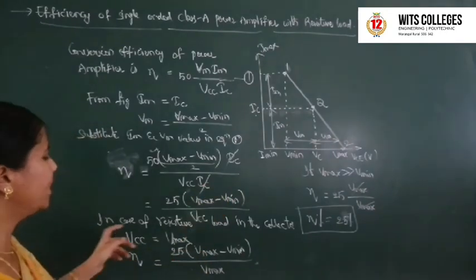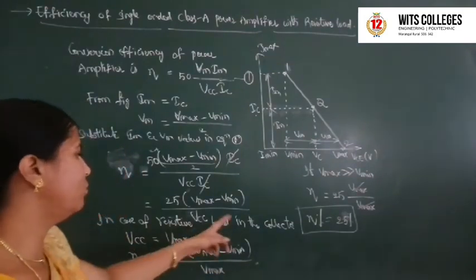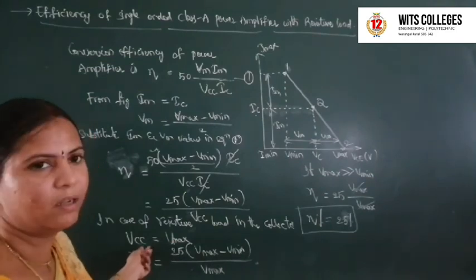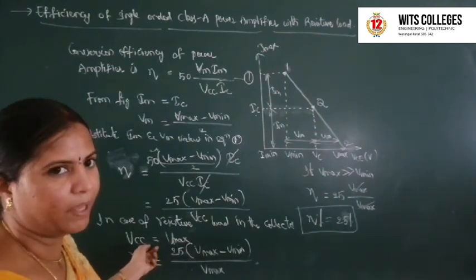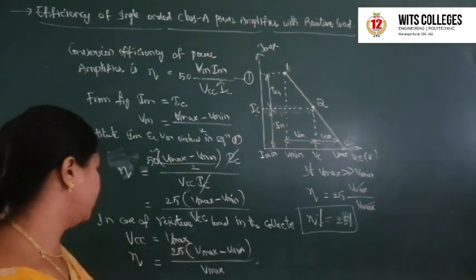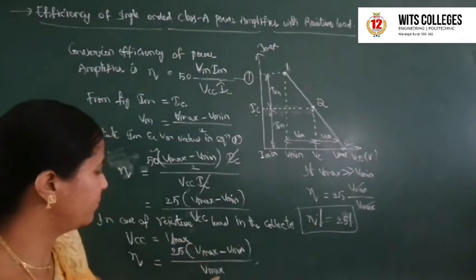So in case of a resistive load in the collector, VCC is going to be Vmax. VCC is nothing but whatever power supply you are giving to the class A power amplifier. VCC equals what? The maximum voltage. So in place of VCC, if you substitute Vmax, it will look like this.